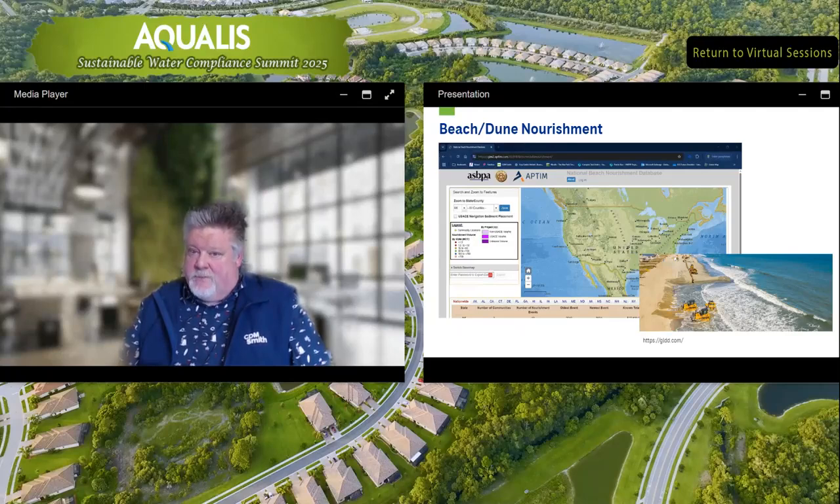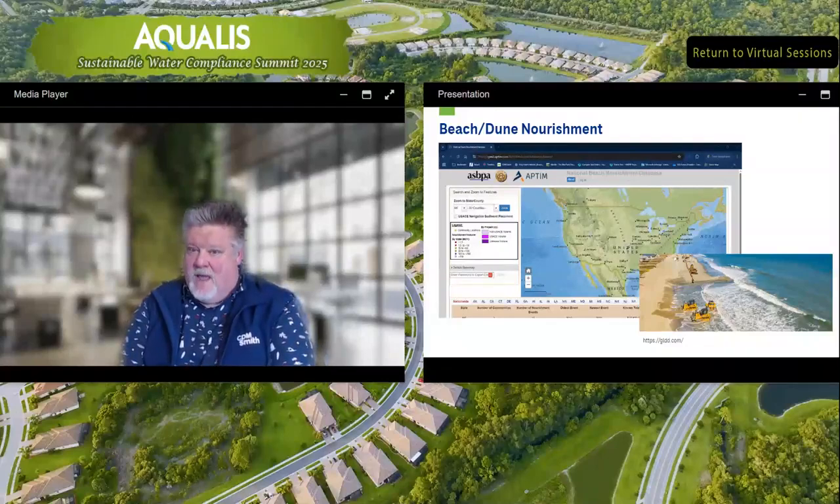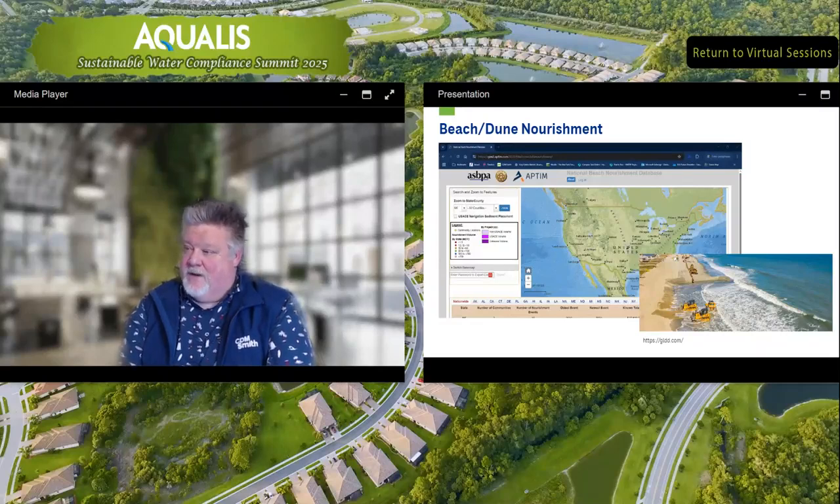There's a beach dune nourishment database. So we've been doing soft solutions for a long time, nature-based solutions, putting sand on a beach. There is a database that exists out there from ASBPA, the American Shore and Beach Preservation Association. I am the organization's treasurer, which is just to make people aware. It's not an ad necessarily for this. It's how I know of this.